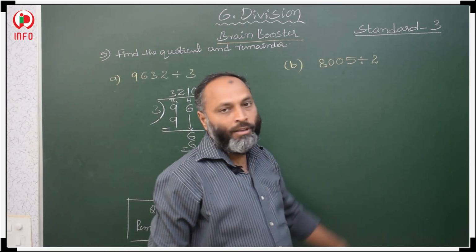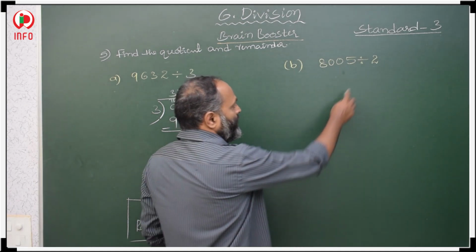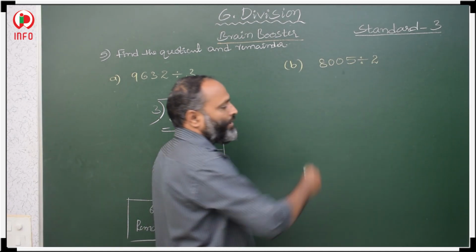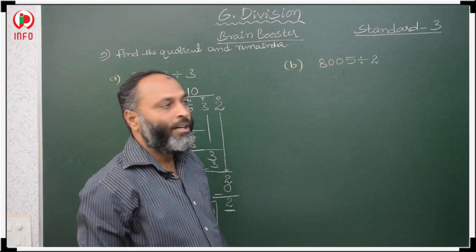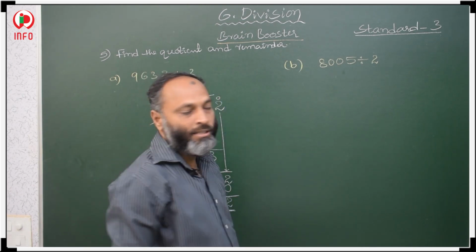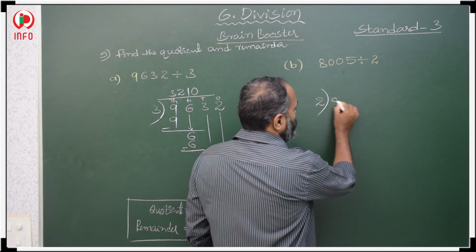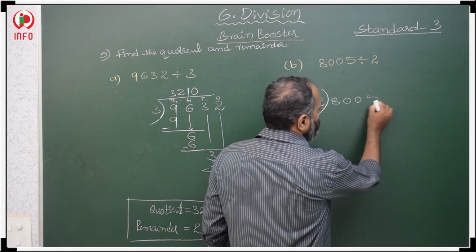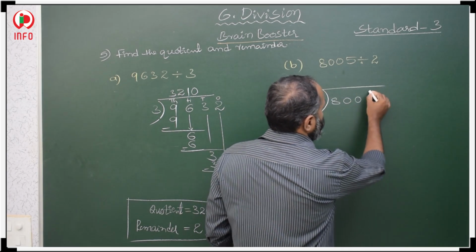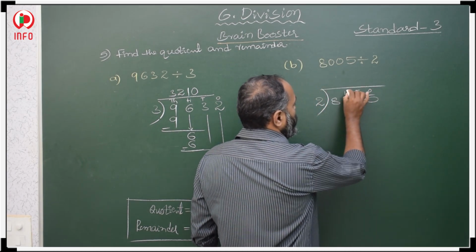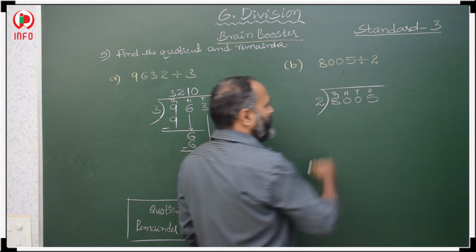Now here, 8005 we have to divide by 2. Then how to divide this? This is the divisor and this is the dividend. So, 2 divides 8005. This is the ones place, tens place, hundreds place and thousands place.